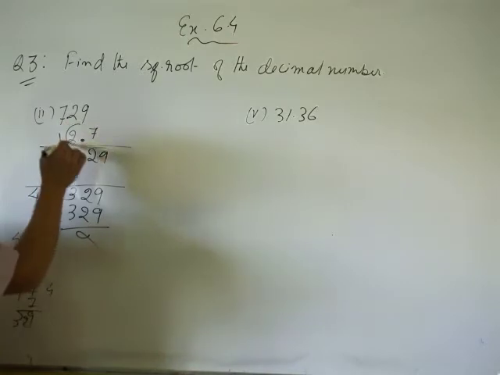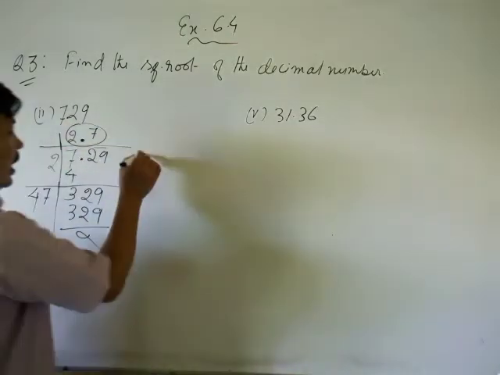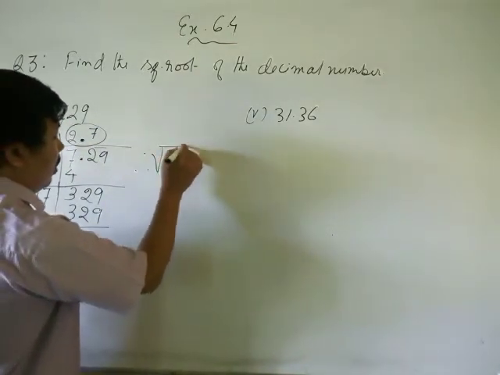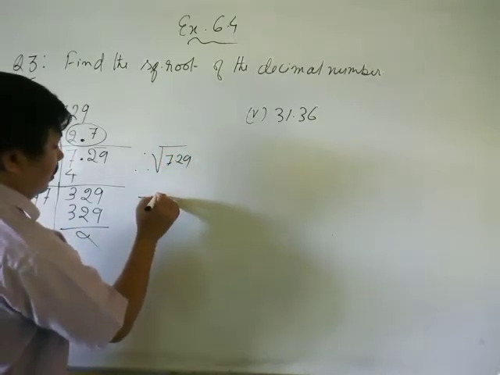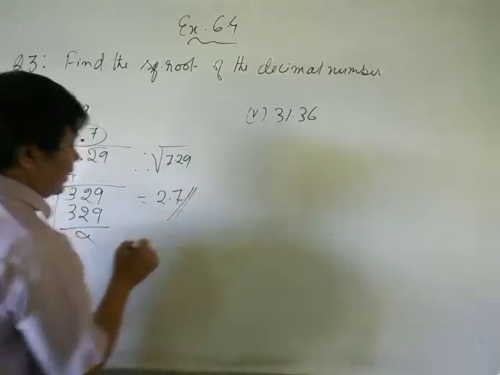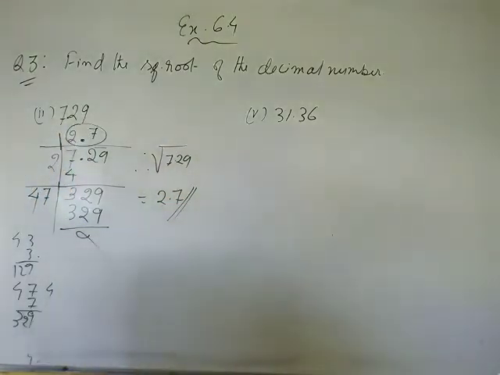Now we get here how much? 2.7. So therefore the square root of 7.29 is equal to 2.7. Thus, the answer is this. Okay.